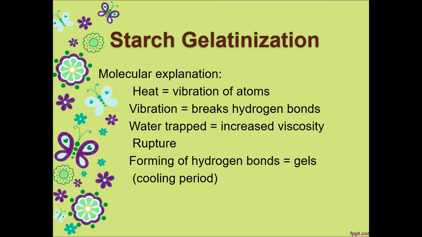Now, when we explain in molecular terms what happens during gelatinization, when you supply heat, it leads to more vibration of the atoms. When the atoms vibrate more, eventually it will break the hydrogen bonds between them, and then it will form hydrogen bonds with the water molecules. So the water trapped inside the starch granule will increase in viscosity when it ruptures. During the cooling period, a gel will form, which indicates formation of hydrogen bonds between the water molecules and the starch granule.